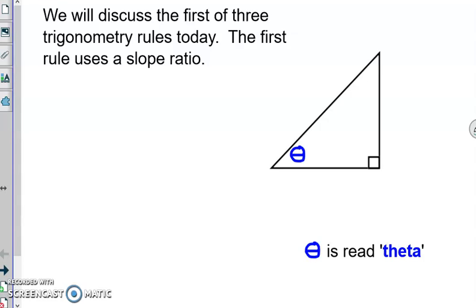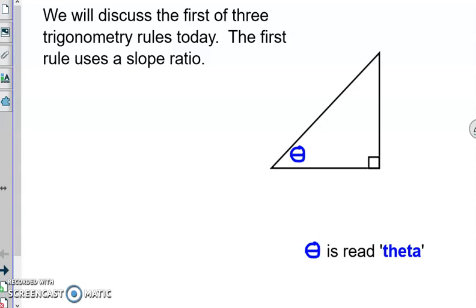The 45-degree angle was the only one that was an exact answer. All the other ones are approximate answers. So we're going to extend that idea of slope ratio to our first of 3 trig rules. You will need a calculator for the remainder of our work with trigonometry. We're going to start with the first rule today and finish it up on Thursday. Then next week on Monday and Wednesday, we'll look at the last 2 rules, with an assessment on Friday of next week.